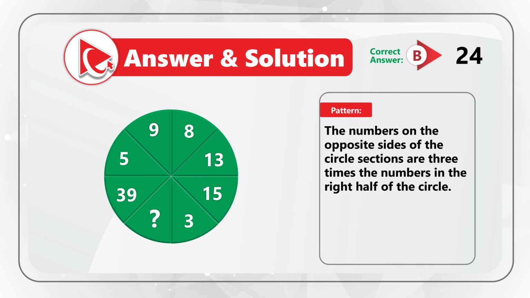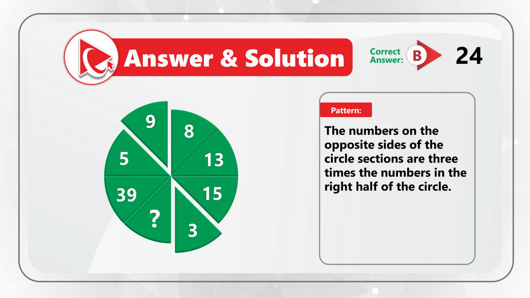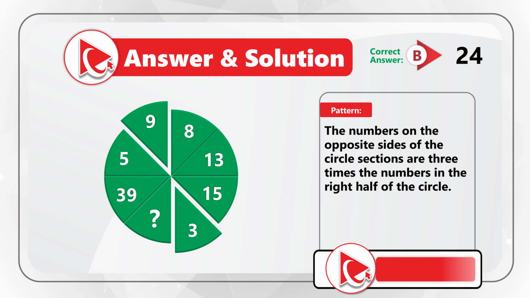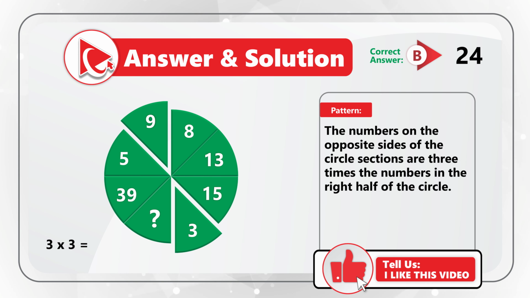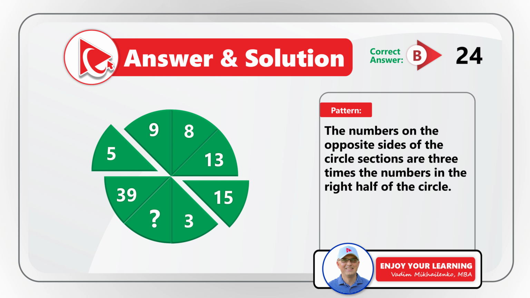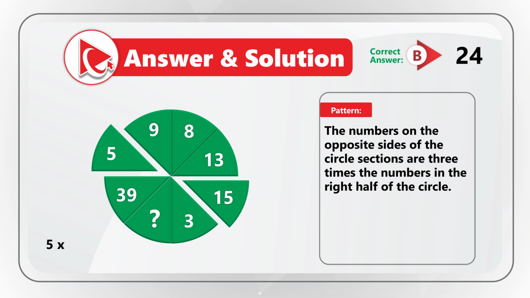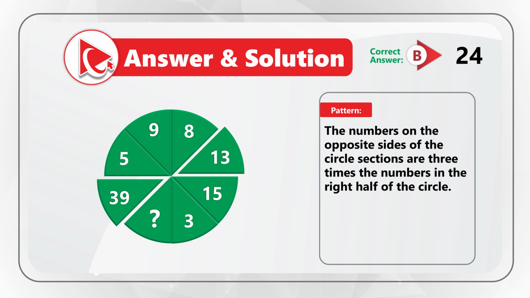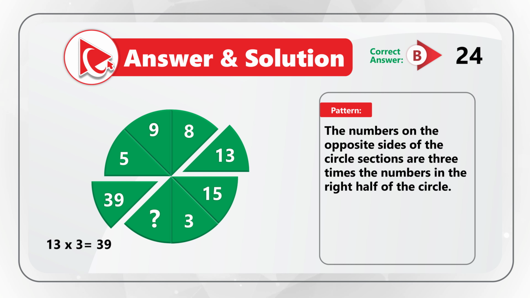Let's take a close look. For example, the numbers on the opposite sides of the 5 o'clock section and 10 o'clock sections are 3 and 9. And 9 is 3 times larger than 3. The next set of numbers is 5 and 15. And 5 multiplied by 3 equals 15. The next set is 13 and 39. And obviously, if you multiply 13 by 3, you will get to 39.